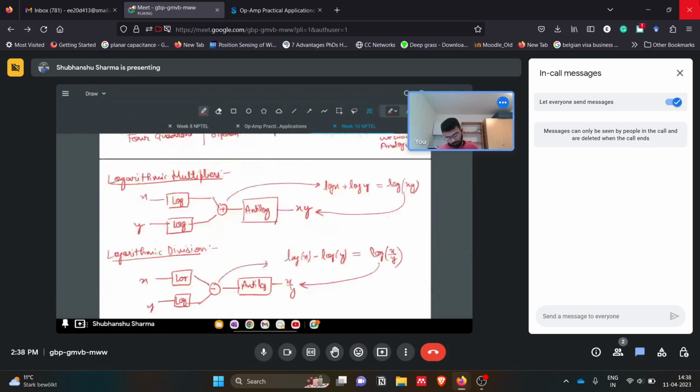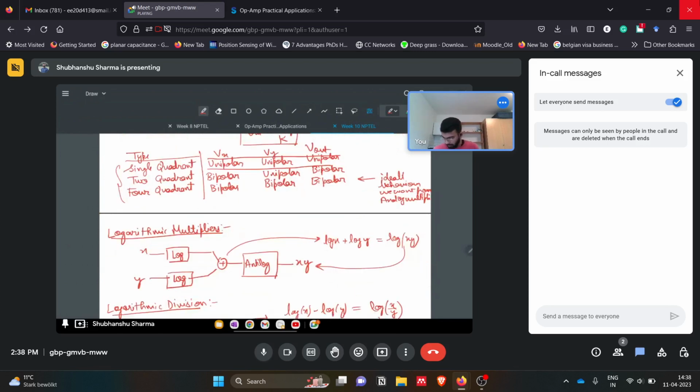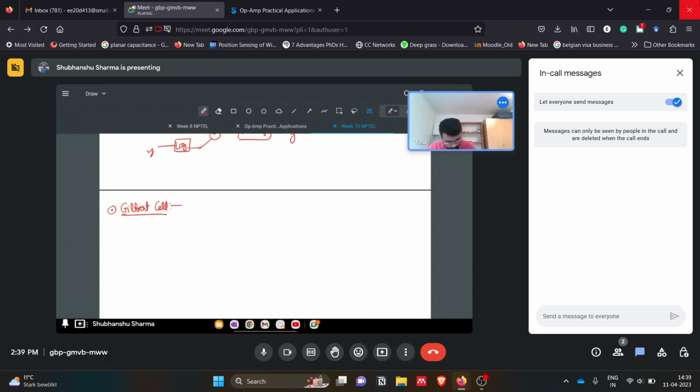Now we talk about these quadrants with these type of analog multipliers. So we have a concept of Gilbert cell in this. Gilbert cell is basically using transistors, getting the output as the multiplication of the input signals. So in this cell, we have basically a voltage divider circuit at the input side of one of the transistors.